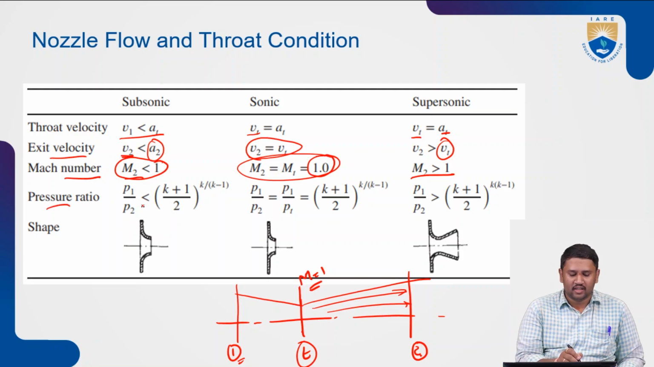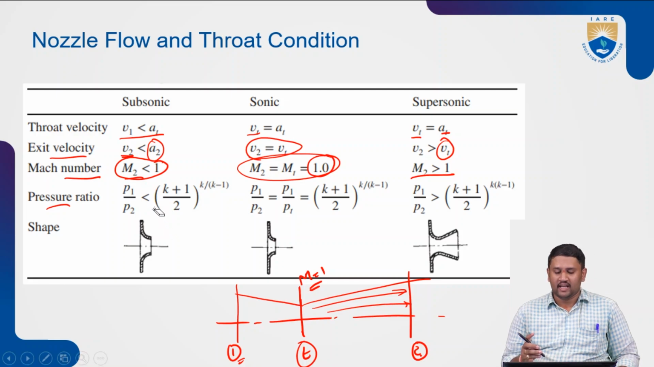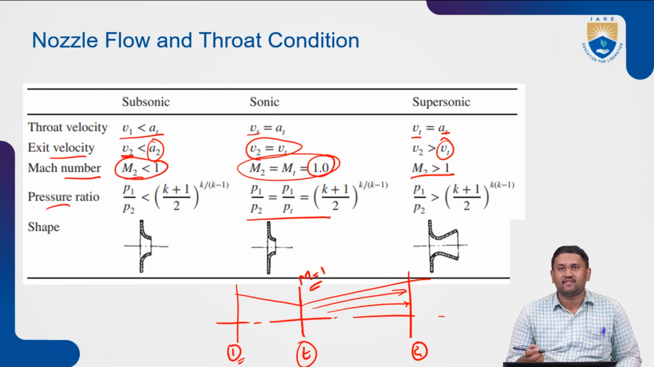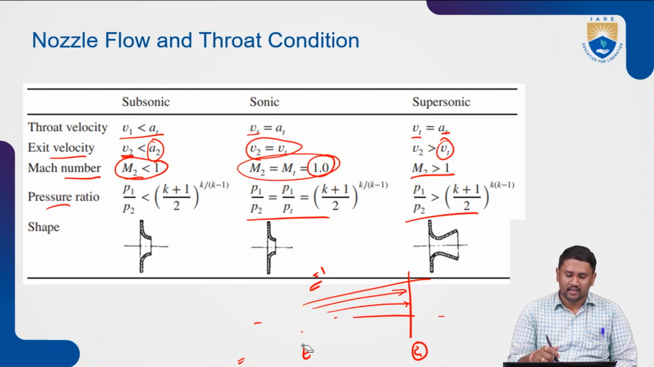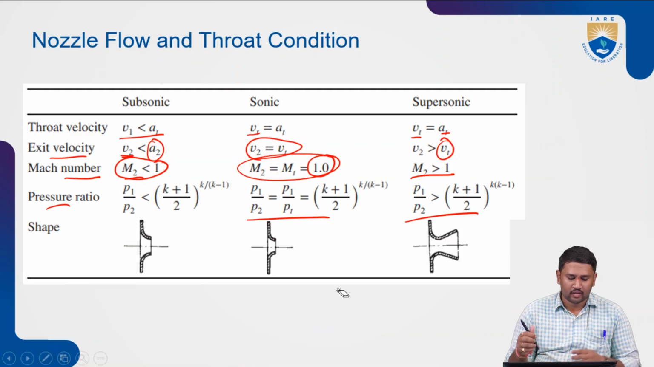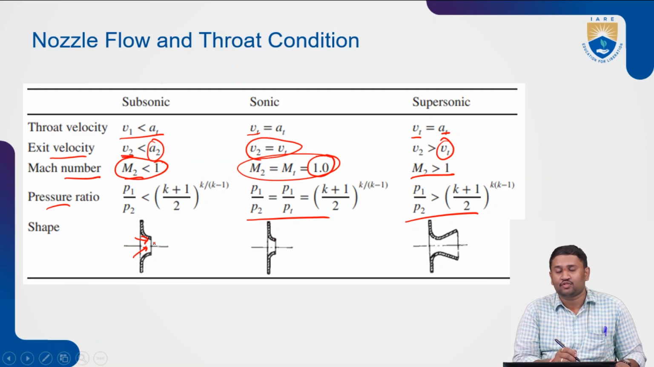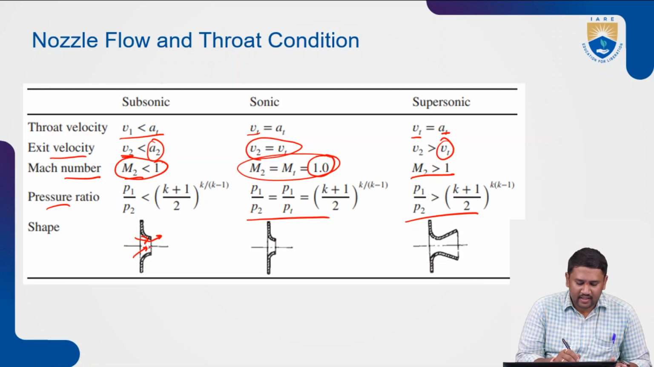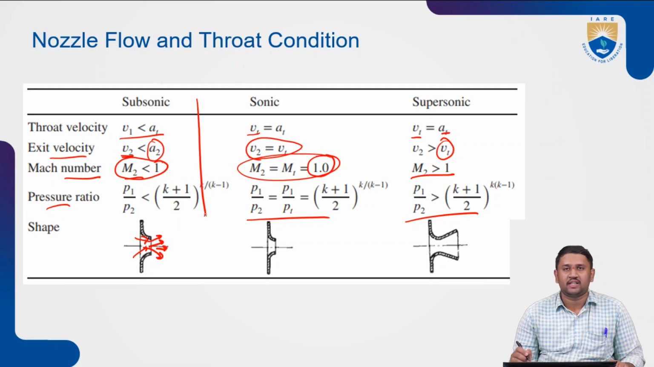Now, coming to the pressure ratio, it will be less than the critical value for subsonic, whereas for sonic conditions it will be equal to the critical ratio based on the gas constants, whereas for supersonic the pressure ratio will be larger. Now, coming to the shape, what happens here? As soon as the gas compresses towards the throat, you are leaving it towards the atmosphere. So these are the parameters that it will take care of.